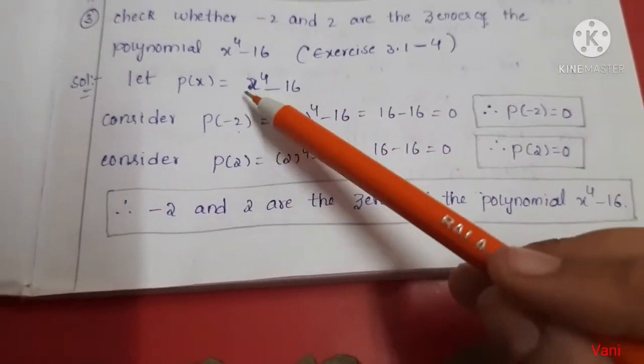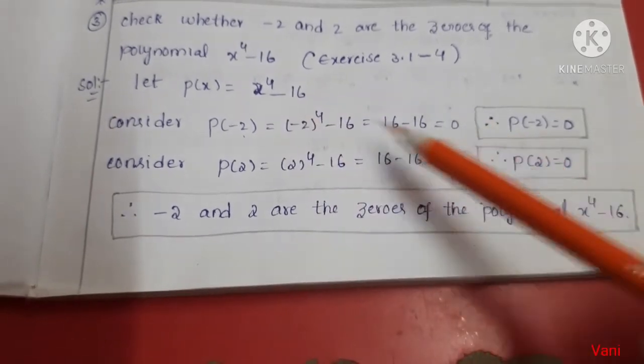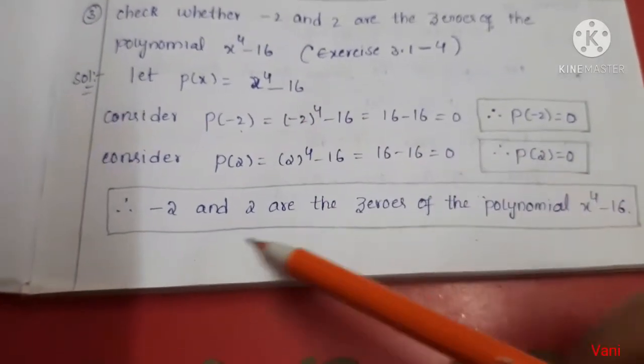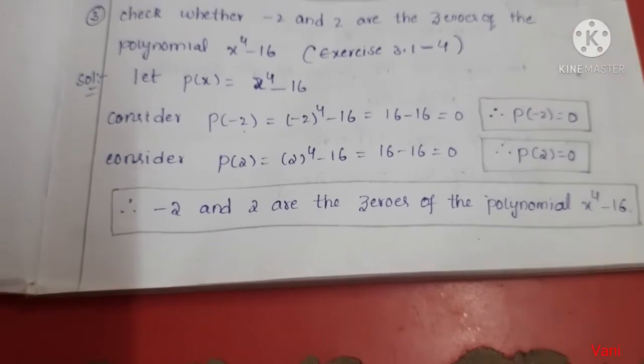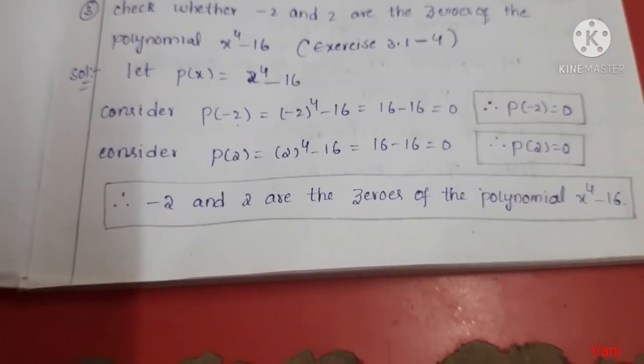Why? Because when you substitute minus 2 in place of x, you get 0, and in place of 2, you will get 0. So you can say minus 2 and 2 are the zeros of the polynomial x power 4 minus 16.